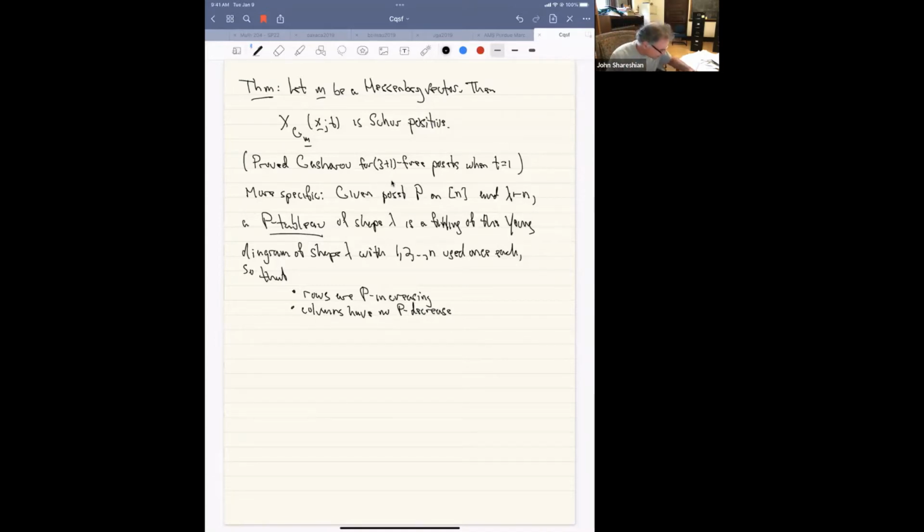So let's just look at some example. Let's take our Hessenberg vector to be, I don't know, 2, 3, 4, 5, 6, 6. Then we have this poset. How does it look? This says that 1 sits below 3, 4, 5, and 6, 2 sits below 4, 5, and 6, and so on.